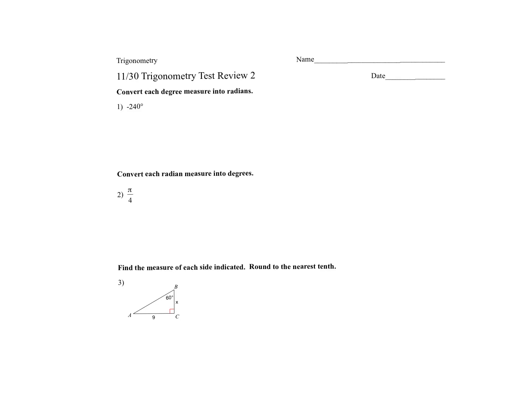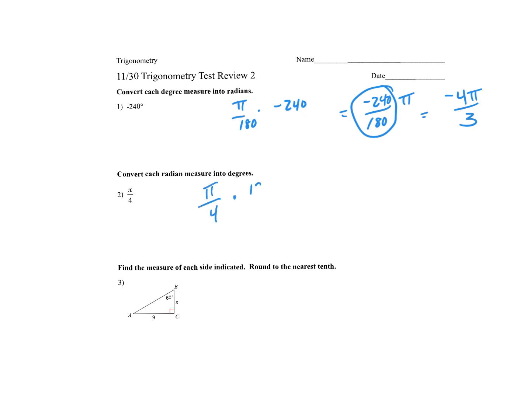So the formula to convert from degrees to radians is pi over 180 times the degree, which will give you the radian. When you put negative 240 over 180 times pi in your calculator and reduce it, it's negative 4 pi over 3. Convert each radian to degrees. You would take the pi over 4 and multiply it by 180 over pi. The pi's bite the dust, and 180 divided by 4 is 45 degrees.